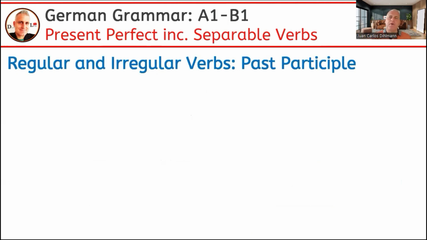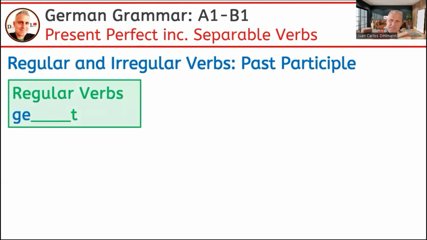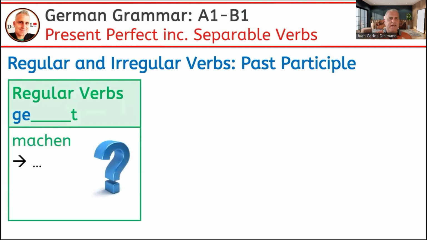So, how do we form the past participle of regular and irregular verbs? This is the pattern for regular verbs. Let's take a regular verb like machen, which means to do or to make. Okay, how do we form the participle now? First of all, we cancel the infinitive ending. And what do we get? We get mach. Then we put the ge in front, but that's not enough. We also need an ending. And for regular verbs, it's the t. So, gemacht is the past participle of machen.